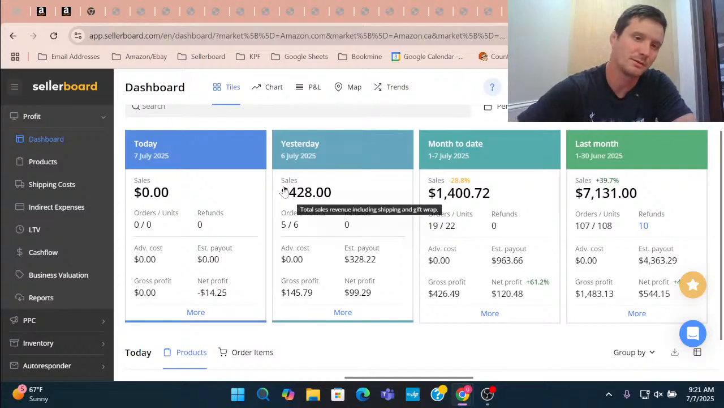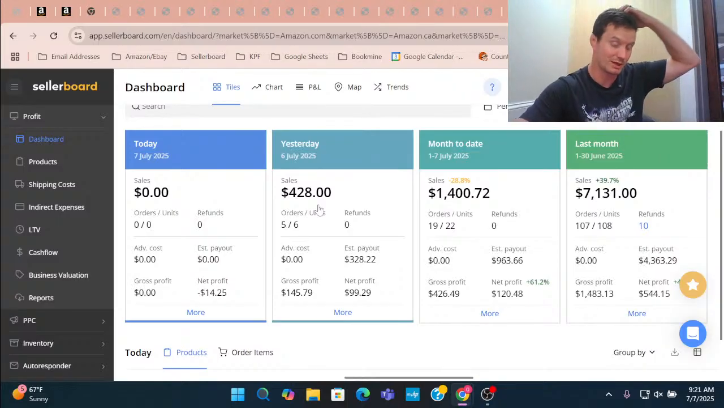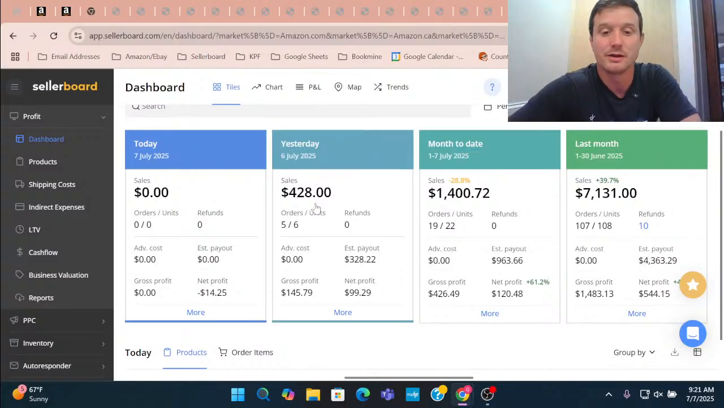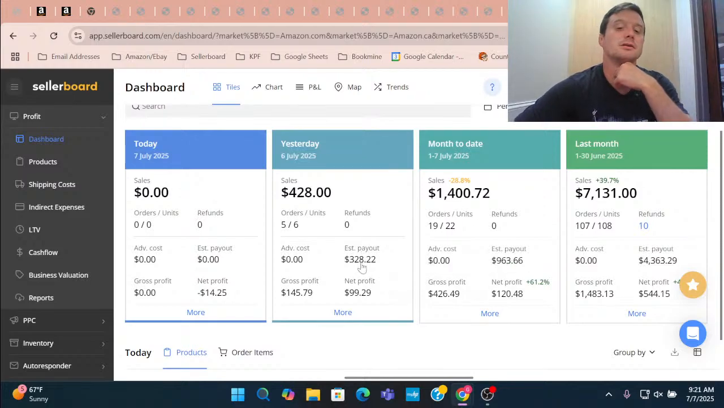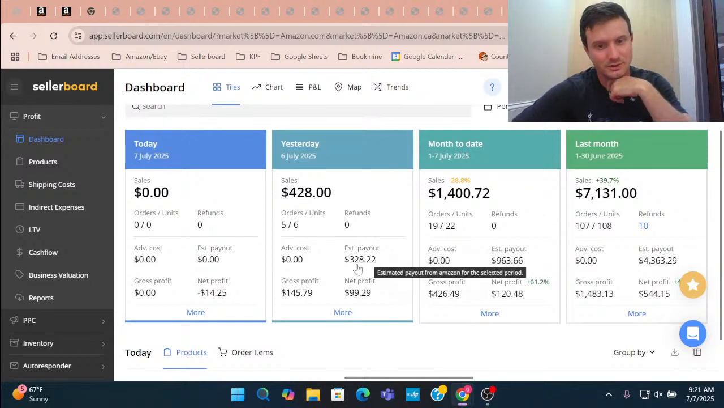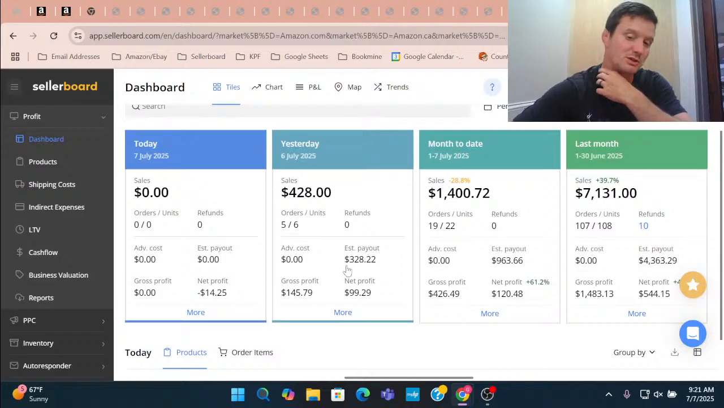But in Sellerboard, you can see I made 428, not 420, but 428. 420 just sounds like a cooler number, a little more rounded. But once you take out all the fees and stuff, what I'm actually making is 328 going into my bank account. And then once you take the COGS out, the cost of goods sold, what you spent on your products, that brings me down to 145 for my gross profit.